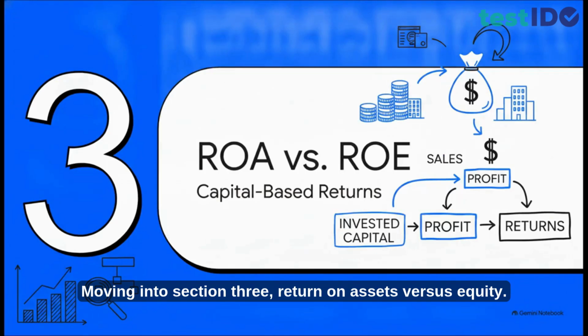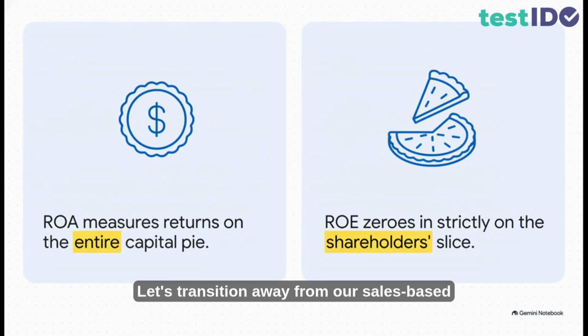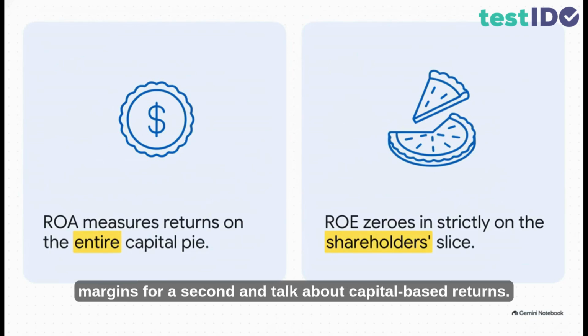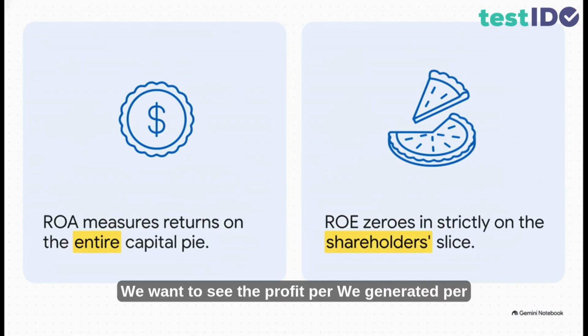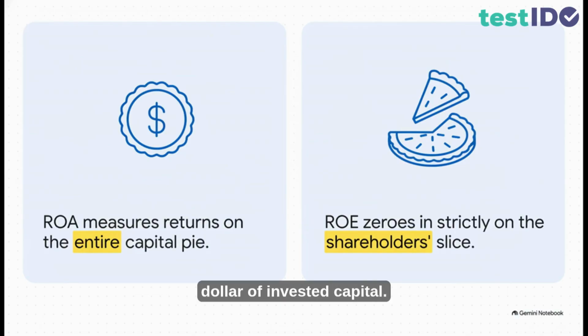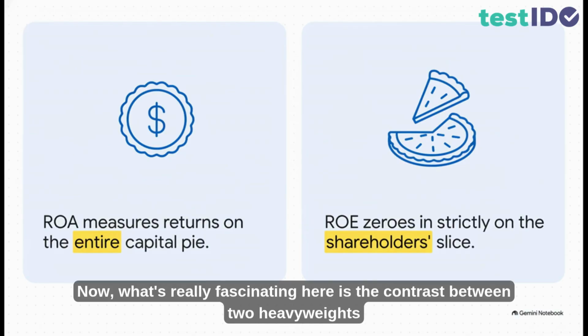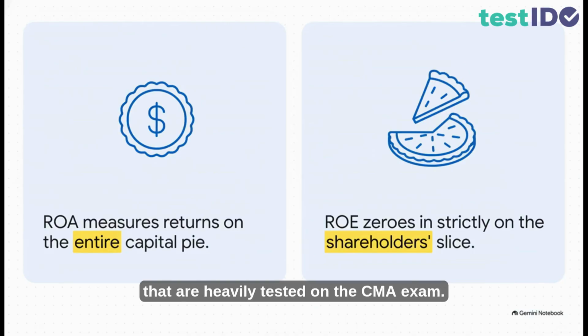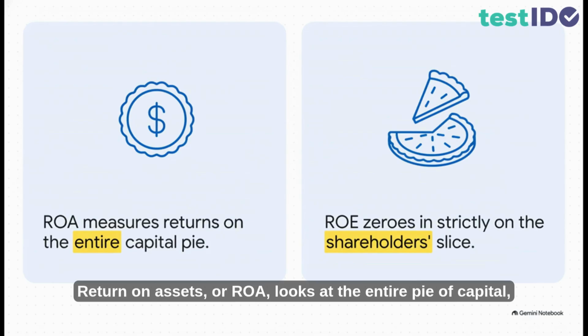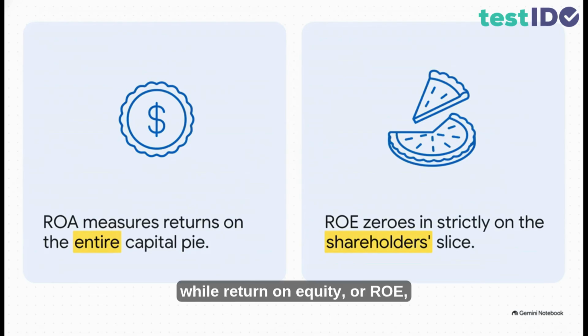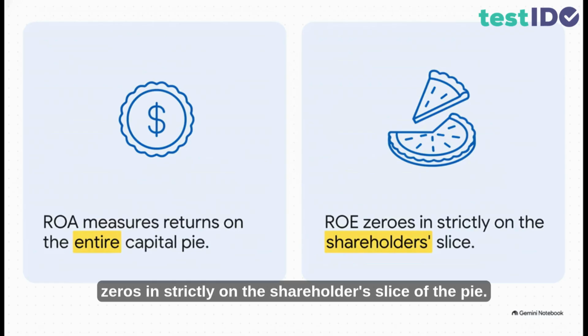Moving into Section 3, return on assets versus equity. Let's transition away from our sales-based margins for a second and talk about capital-based returns. We no longer just want to know profit per dollar of sales. We want to see the profit generated per dollar of invested capital. Now, what's really fascinating here is the contrast between 2 heavyweights that are heavily tested on the CMA exam. Return on assets, or ROA, looks at the entire pie of capital, while return on equity, or ROE, zeroes in strictly on the shareholder's slice of the pie.